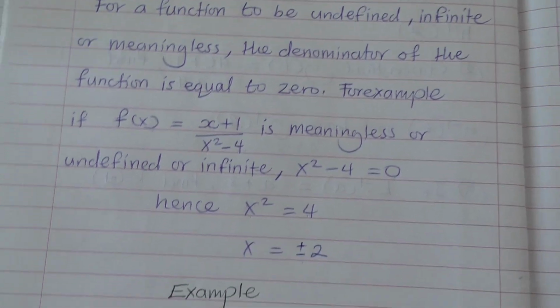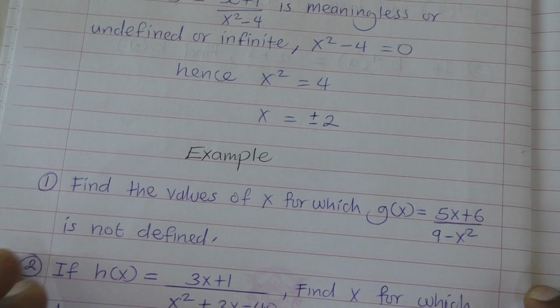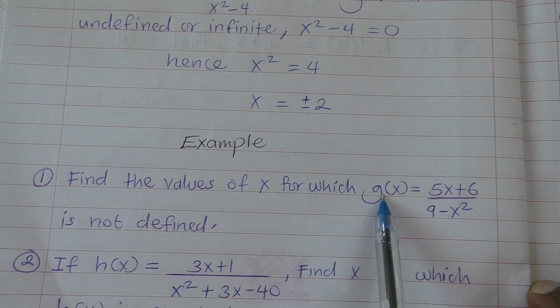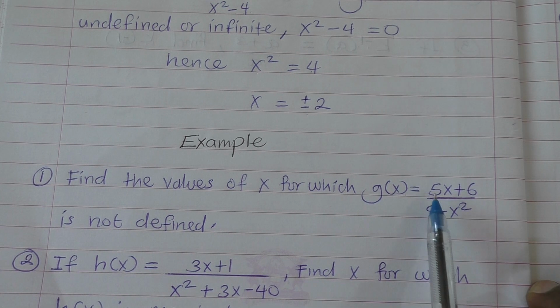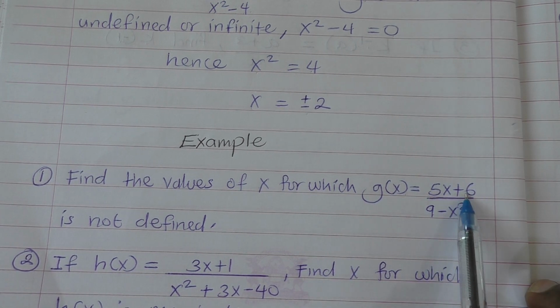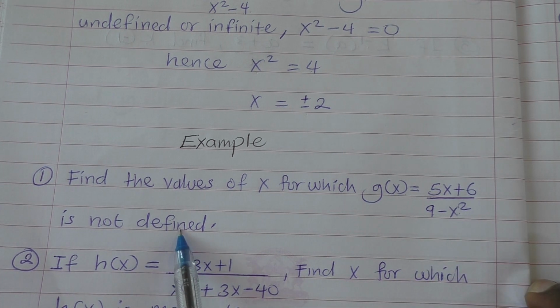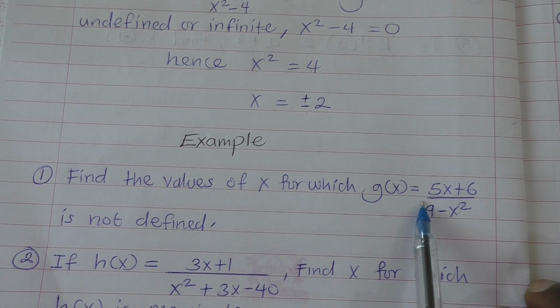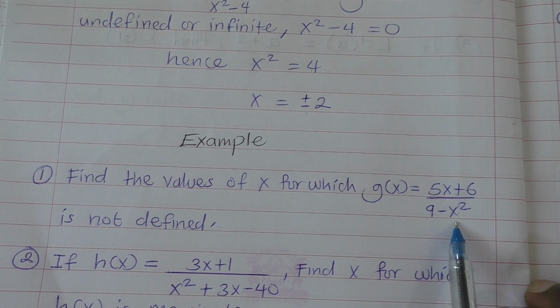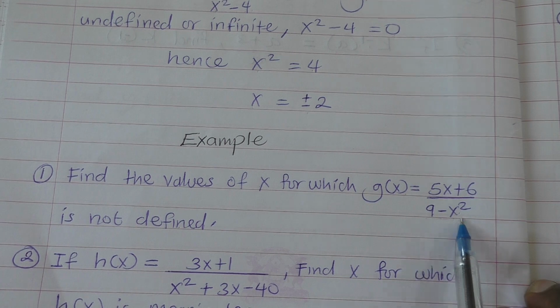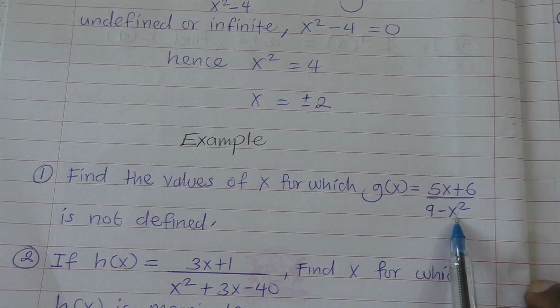So, these are examples for us to try out. Example 1 says, find the value of x for which g of x, which is 5x plus 6 over 9 minus x squared, is not defined. So if this function is not defined, then the denominator equals 0. So equate this denominator to 0 and get the values of x.